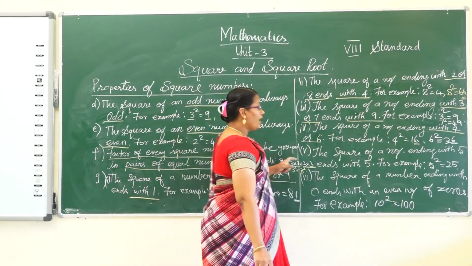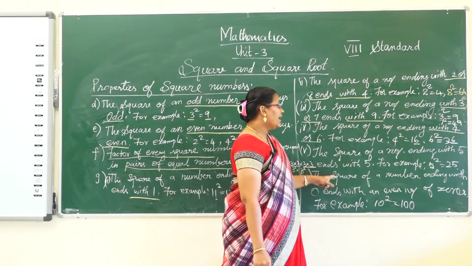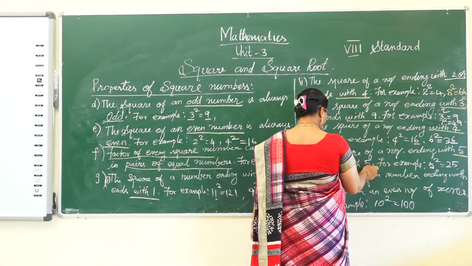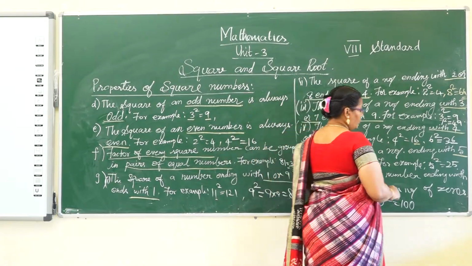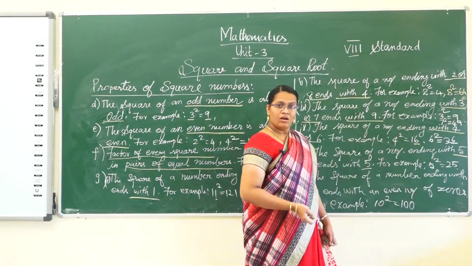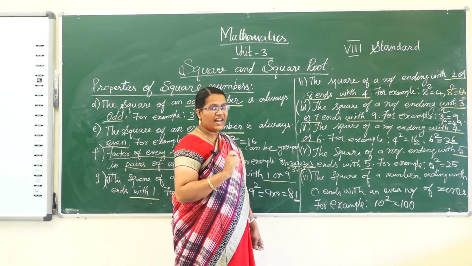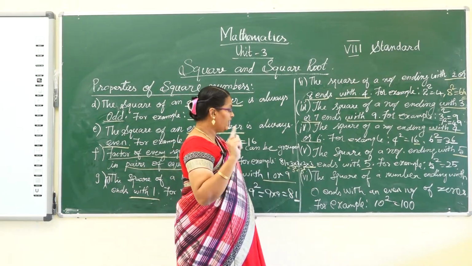The square of a number ending with 5 ends with 5. 5 square is 25. 25 square also ends with 5. What is the value of 25 square? 625. That also ends with 5.